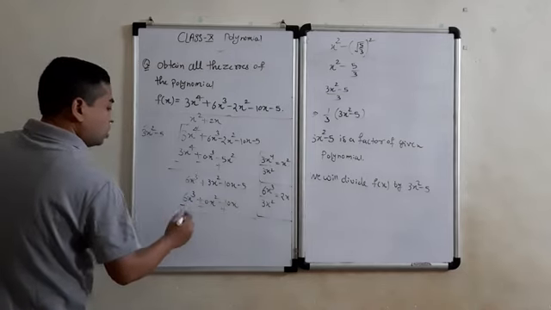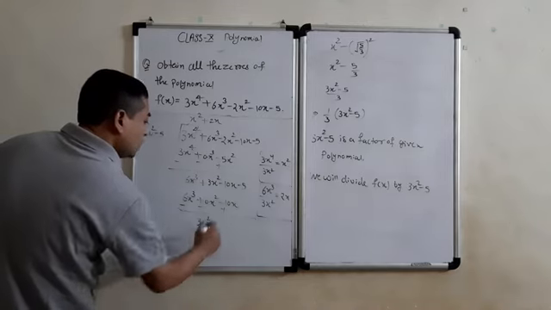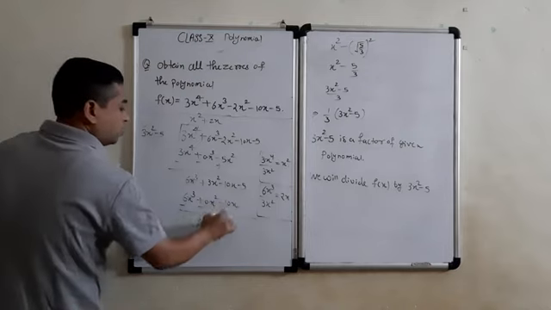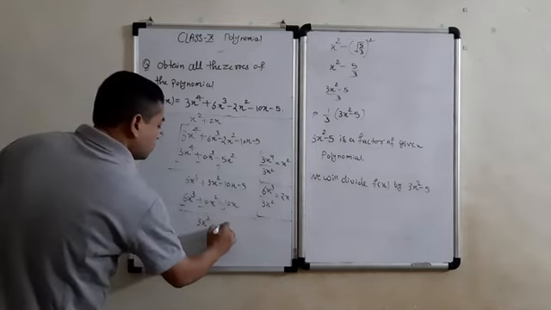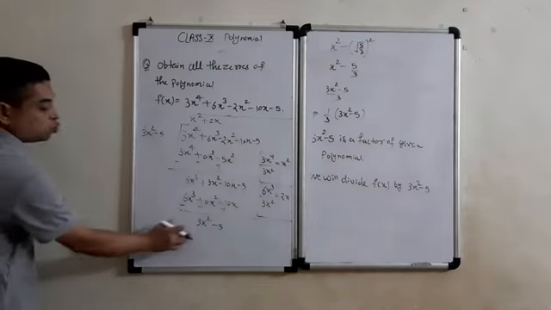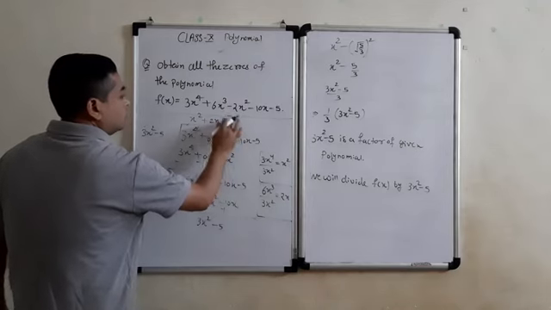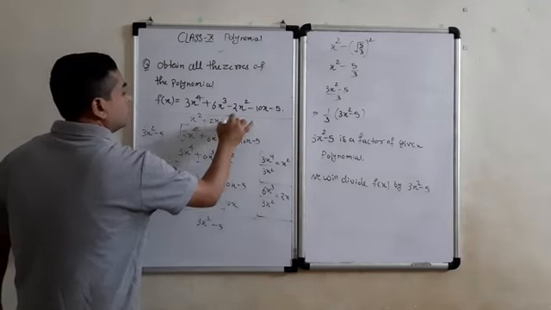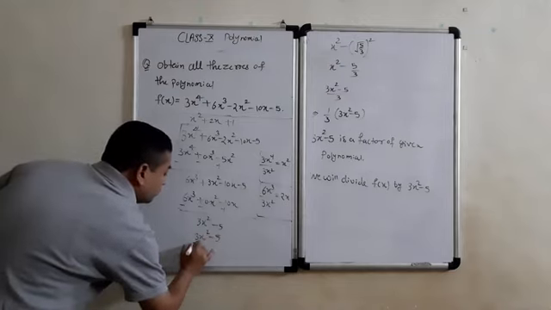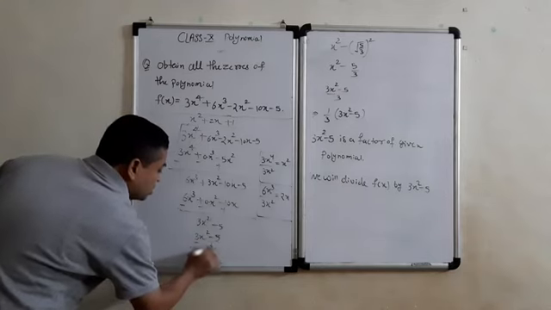This will be cancelled out and we will get here 3x square, and here minus 10x and plus 10x will be cancelled out and we will get minus 5. As we know, 3x square minus 5, 3x square minus 5, so it will go plus 1 time. So we will get here 3x square minus 5. It will be cancelled out and you will get remainder 0.